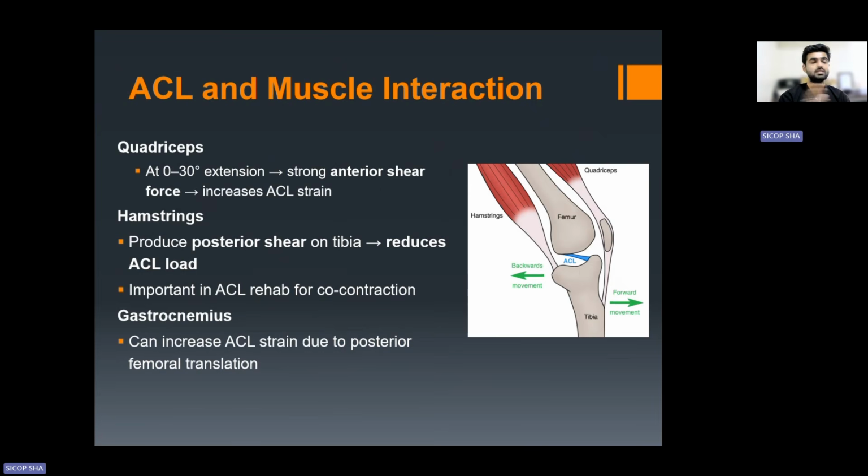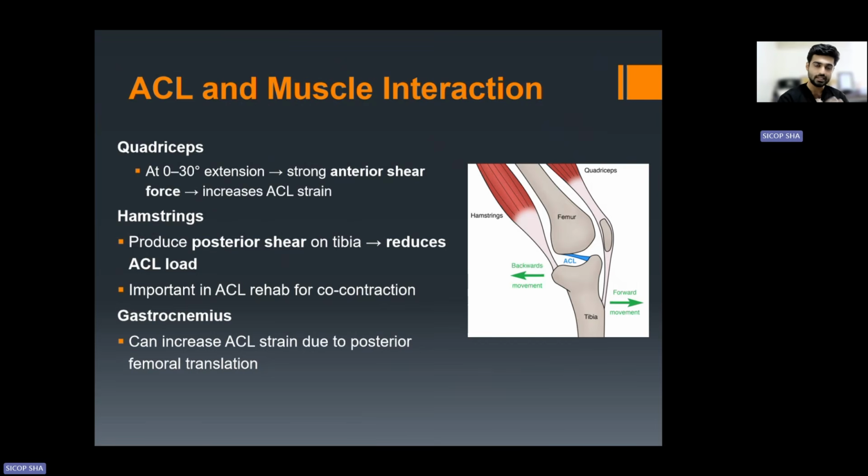Now, ACL with muscle interaction. We already discussed that the ACL is the main stabilizer of the knee, but there are muscles surrounding the knee joint, and some muscles help the ACL to prevent excessive anterior translation, but some muscles oppose it. We can see the quadriceps muscle at the very end range of extension, from 0 to 30 degrees of extension. There is a contraction of the quadriceps, which generates strong anterior shear forces. Again, to resist the anterior shear forces, the posterolateral bundle of the ACL has to work. The strong anterior shear forces because of quadriceps activation increase the ACL strain.